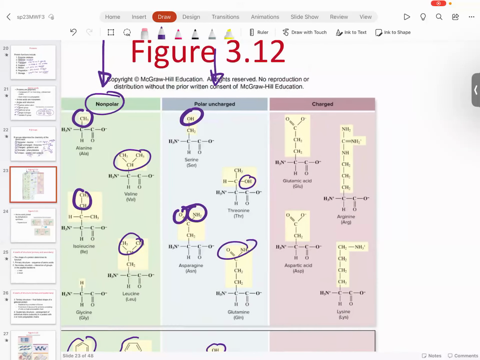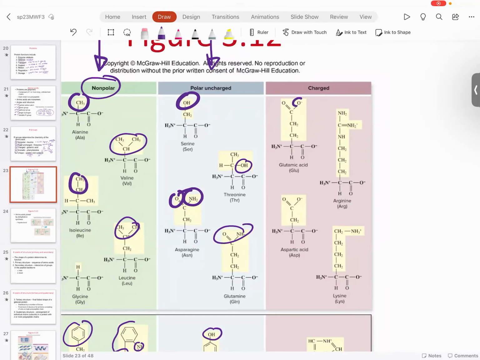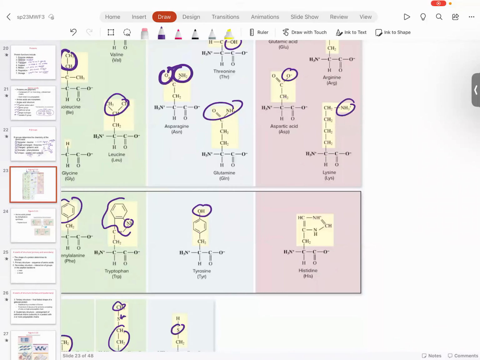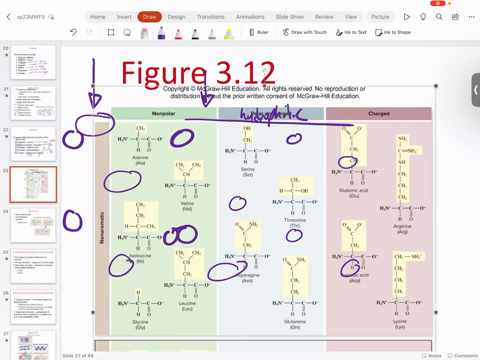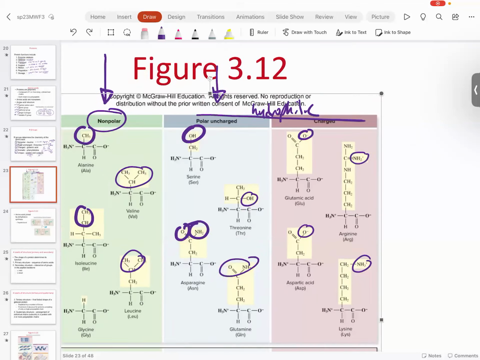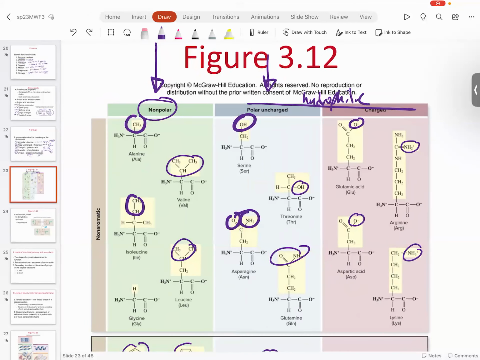And then, of course, you have your charged, where you can see you got a negative charge on oxygen there, positive charge on nitrogen there, negative oxygen, positive nitrogen, and then there you got a positive nitrogen. So that's your charged group. Also, by the way, polar and hydrophilic. So these guys here are hydrophilic. And of course, these guys here are hydrophobic.